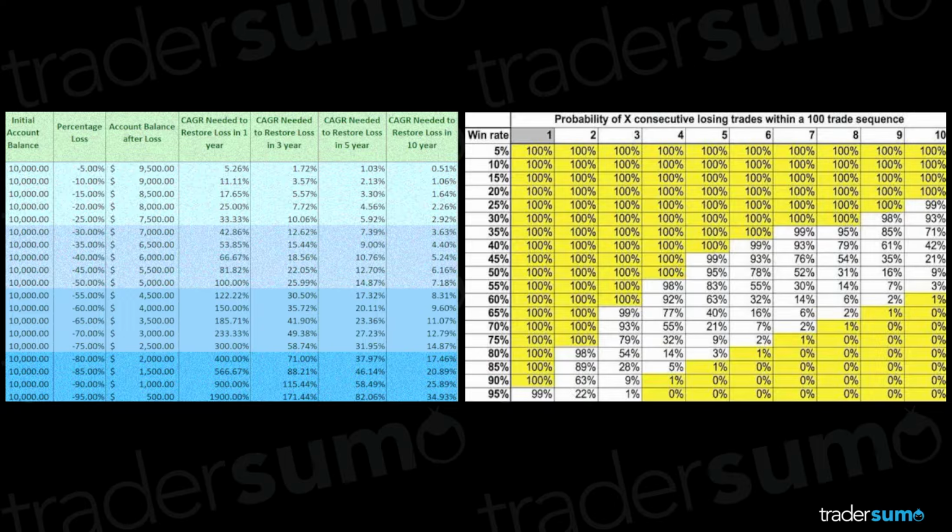The right side is showing you the probability of losing consecutive trades within a 100 trade sequence, okay? What is the probability that if you have a win rate of 50%, and most traders that are decent, most futures traders are going to fall within this bracket. Now, if you were to think about this, this is a distribution curve, okay? How can I draw this? More like this. Yeah, something like that, right? If we were to draw a bell curve, something like that.